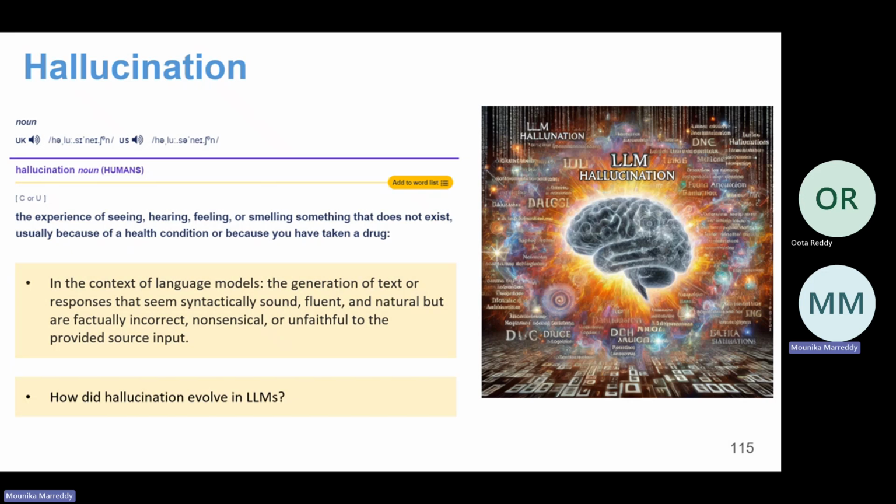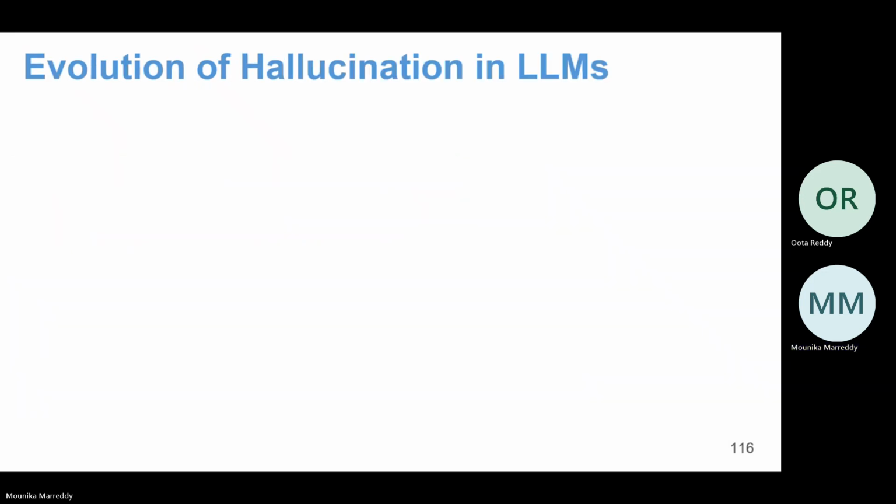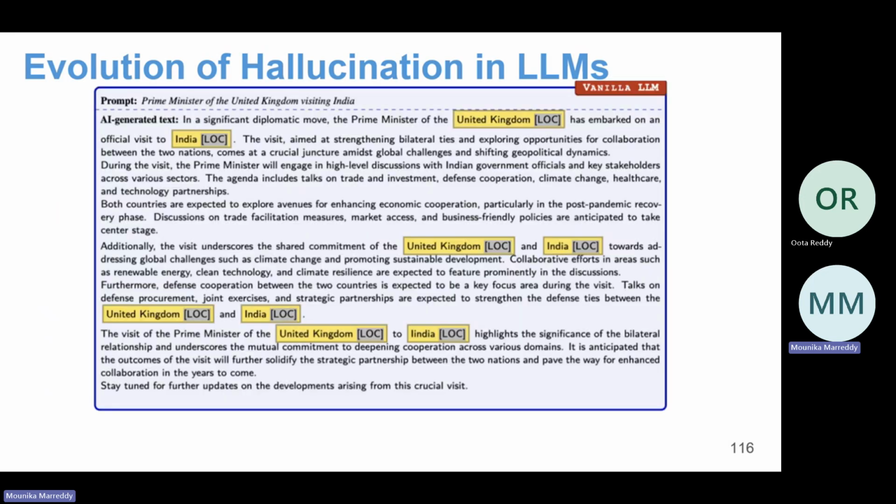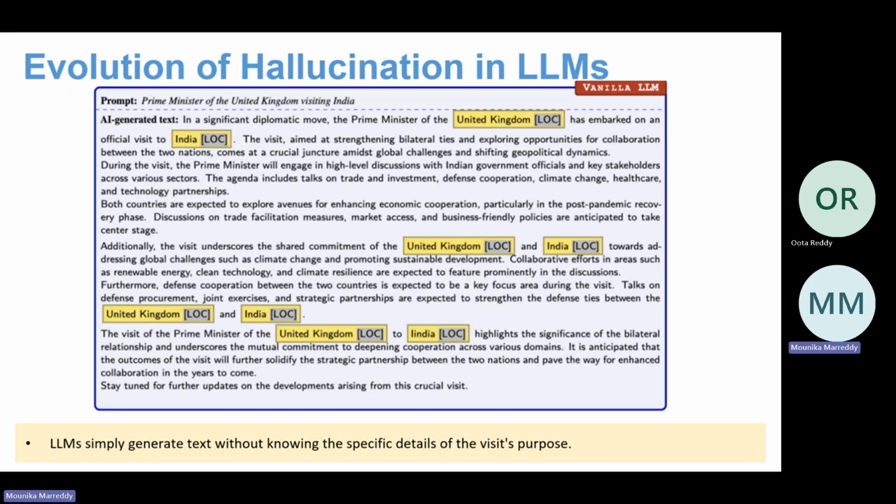How did hallucination evolve in LLMs? Initially, in vanilla LLMs, we have a prompt. Here, the prompt is "The Prime Minister of United Kingdom visiting India." In this case, the model is generating text which is nonsensical. The model does not have any information, but it is saying that they are visiting to strengthen the bilateral ties and exploring opportunities for collaboration. This is all not correct, but still the AI model is generating it. It simply generates text without knowing the specific details of the visit purpose.